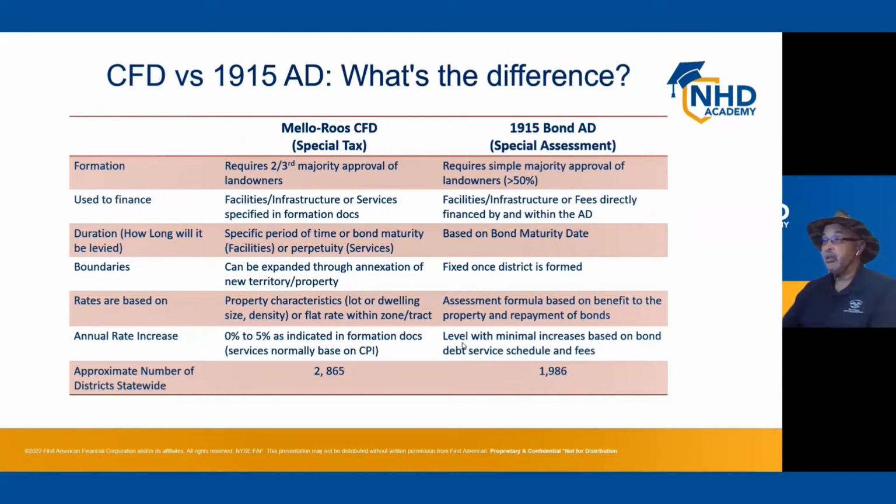1915 bonds, their assessments are fairly level based on the debt service requirements and the fees that are being paid through the special assessment. And there's almost 2,900 Mello-Roos districts in California and almost 2,000 1915 bond districts. These numbers change on an annual basis as new districts are formed and other districts mature.